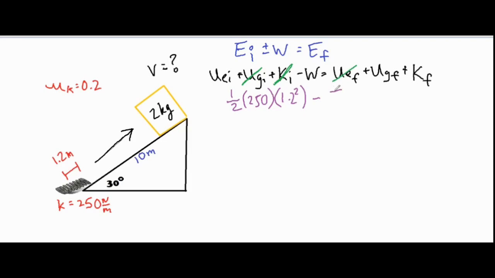So work is going to be the force times the distance. And we do have the distance of 10 meters because the box is going up this ramp where the diagonal distance is 10 meters. But we don't know the force of friction quite yet. So we're going to want to use the force of friction equals mu times normal force. So we know our mu is 0.2 and we don't know our normal force quite yet.